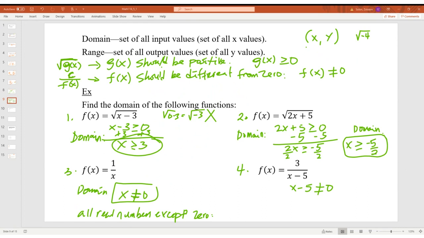Okay, guys, solve this one. Just like an equation, basically what you do is solve the equation, and that value should be excluded. If it makes the expression equal to 0, that means it makes the function undefined. The question is, what x value makes x minus 5 equal 0?